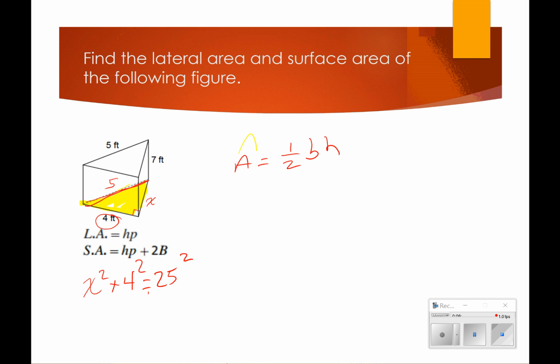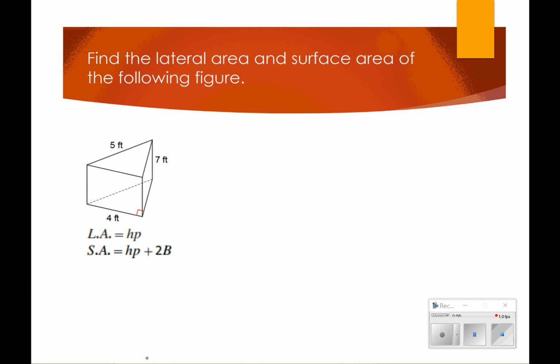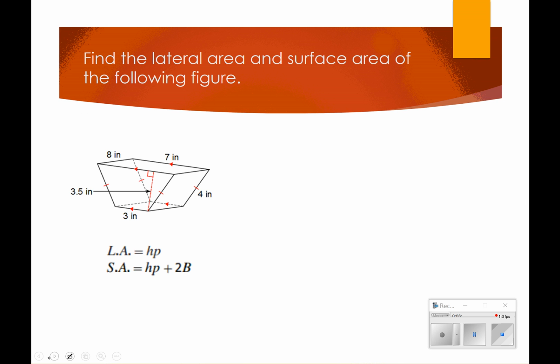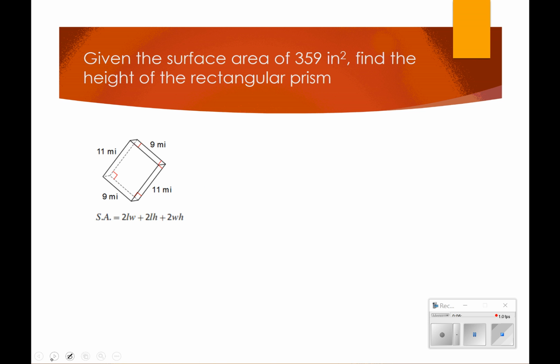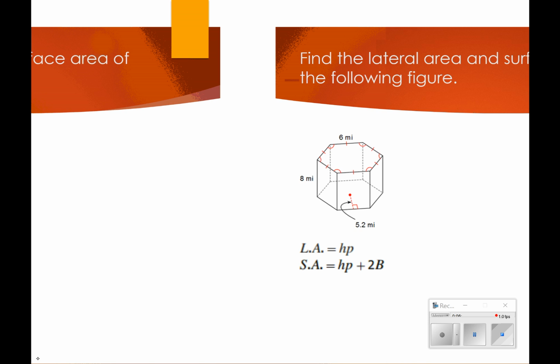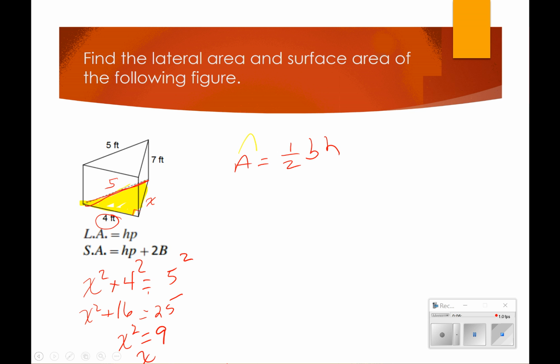Hopefully by now you guys are recognizing that this is a Pythagorean triple. 4 squared is 16, and 5 squared is 25. So if I subtract 16 from both sides, I'm going to get x squared equals 9, and so x equals 3. We're not going to worry about the negative square root.